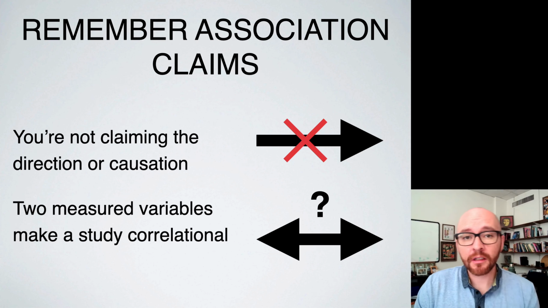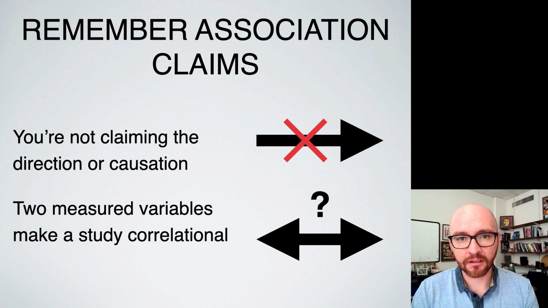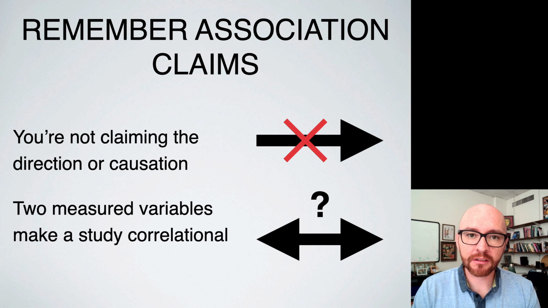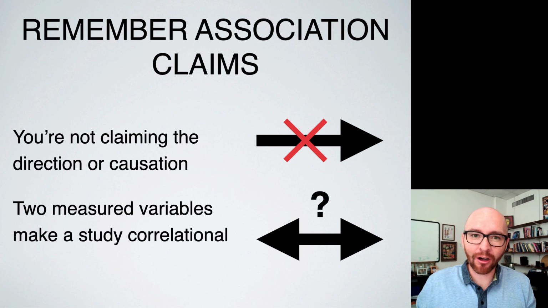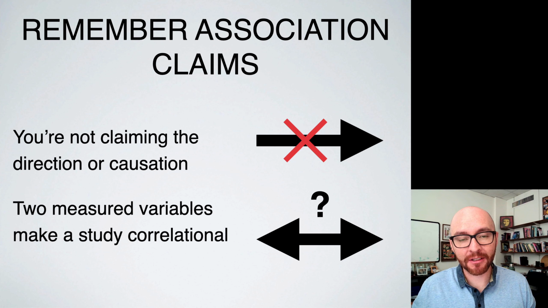Okay, so in today's video, we're going to be discussing bivariate correlations. In other words, association claims. Not exactly association claims, but almost exactly the same thing. An association claim is the claim you make based on a bivariate correlation. That's pretty much what it is, right?